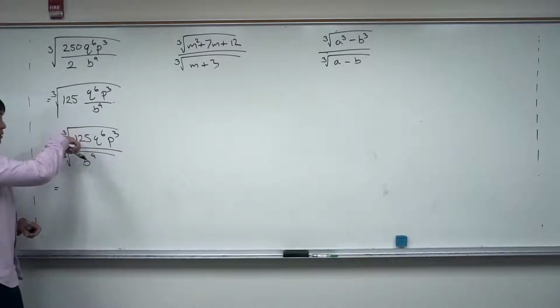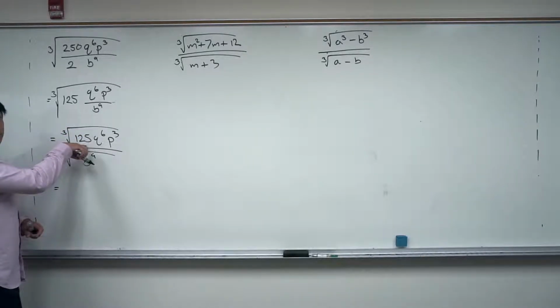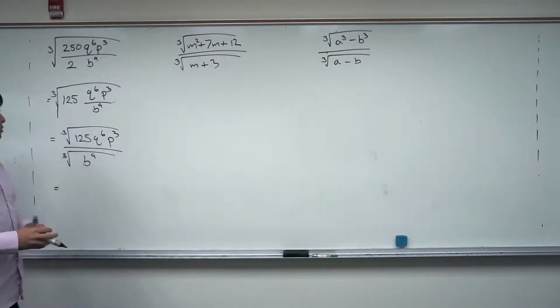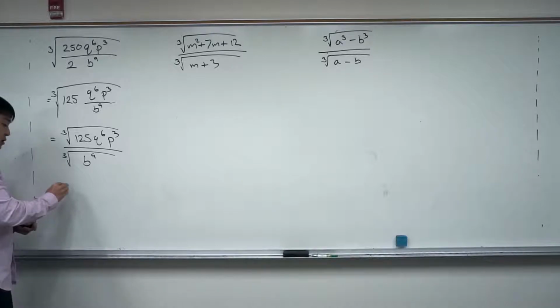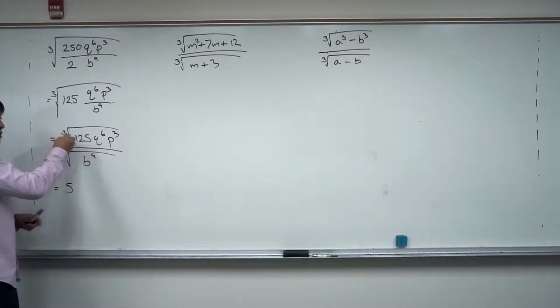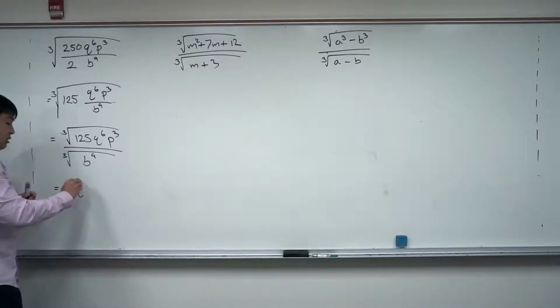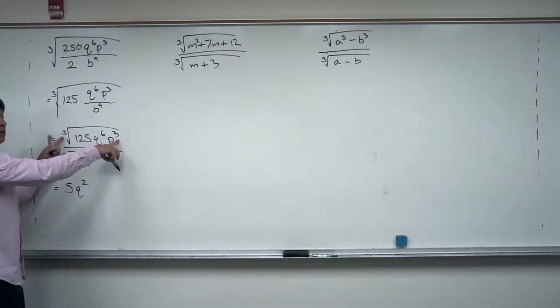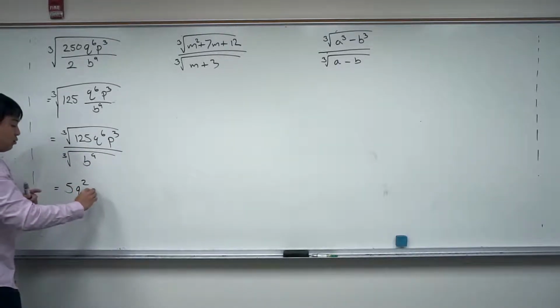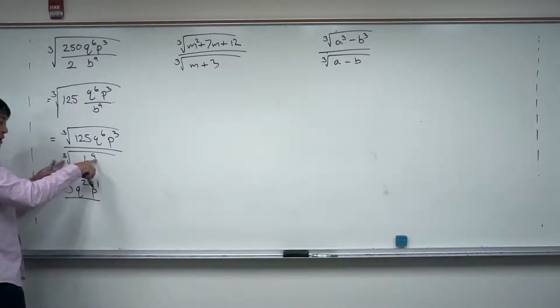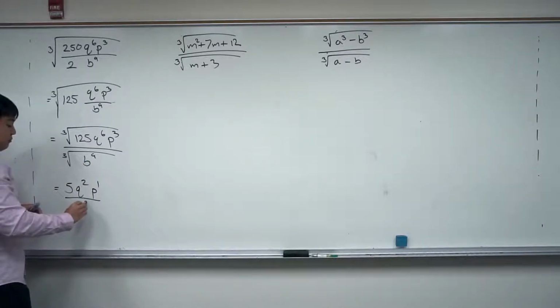So on the top, the third root of 125 is 5, because 5 times 5 is 25. Oh, sorry, 5 times 5 is 25 times 5 is 125. So this is going to be 5. Divide the q's exponent by 3 and you get q to the 2nd. Divide the exponent of the p by 3 and you get p to the 1. And then the bottom, 9 divided by 3 is b to the 3rd.